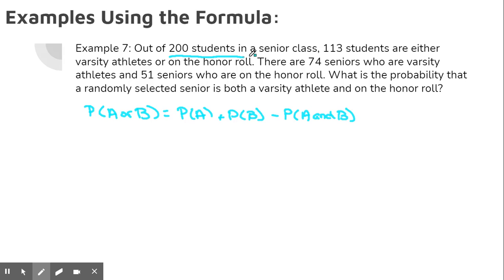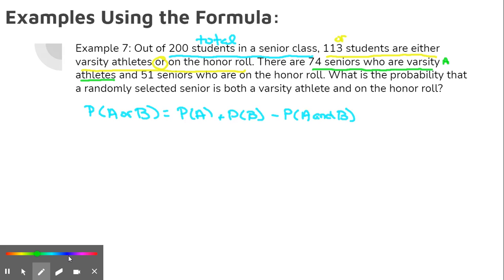We have 200 students in a senior class. That's a total, and that's important. Then we have 113 who are either varsity or honor roll. So that's the or. I know that amount. Then I have 74 seniors who are varsity, so that could be my A. I have 51 seniors who are on the honor roll. That could be my B, because those are individual events.